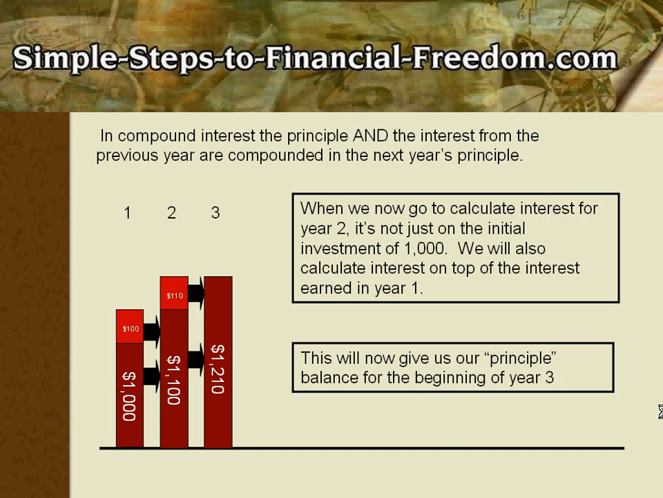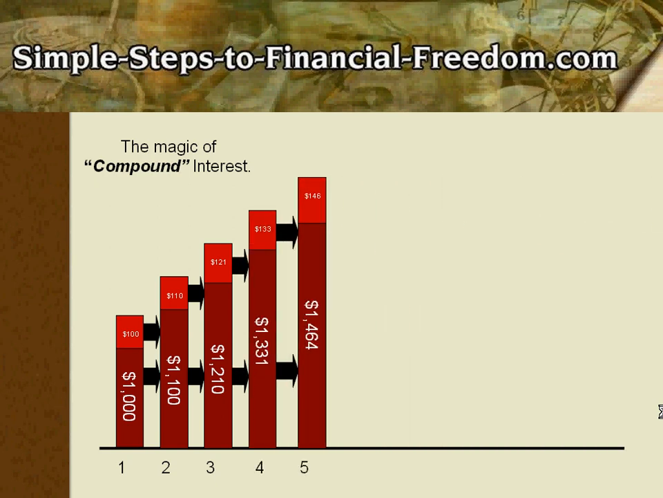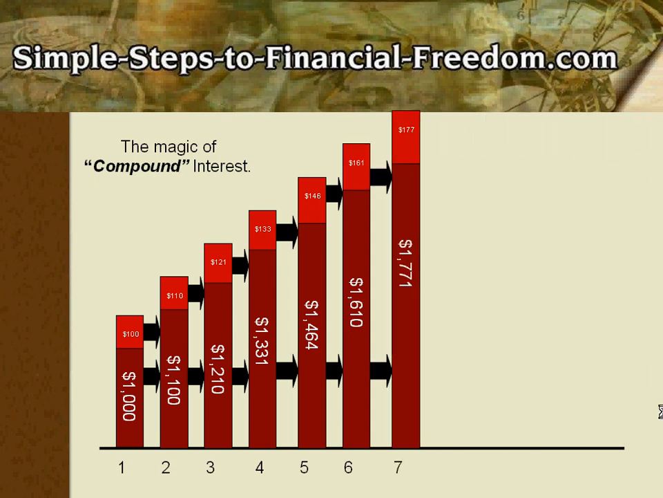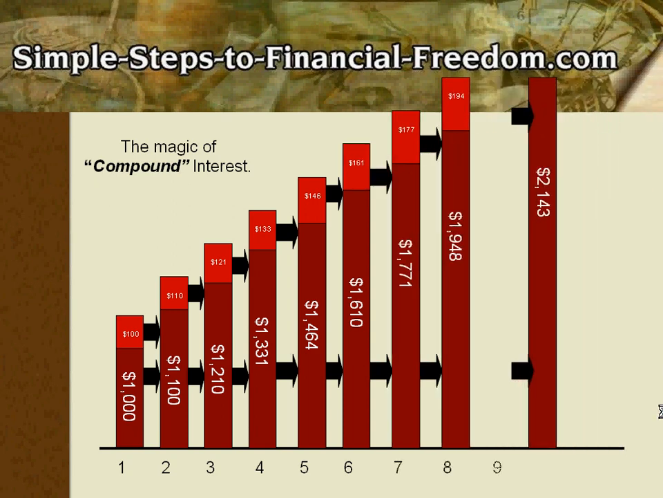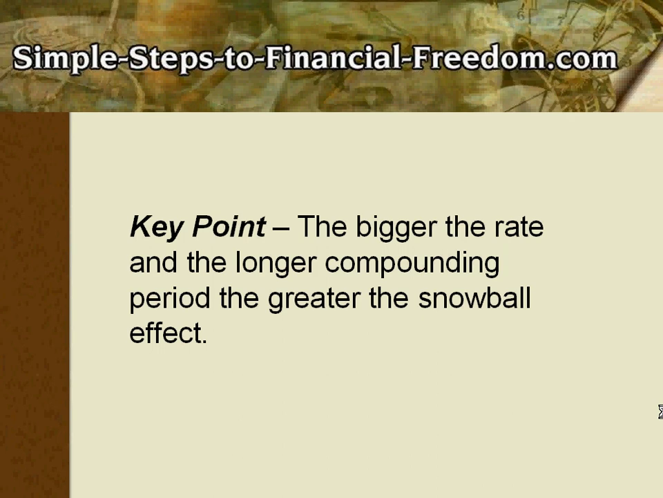The magic of compound interest is that each period, the interest is compounded into the new principal for the next period, and therefore the interest grows and the principal grows, and they compound on each other, getting bigger and bigger. Key point: the bigger the rate and the longer the compounding period, the greater the snowball effect. Let's take a look at what happens a few years down the road with the example that we just used.